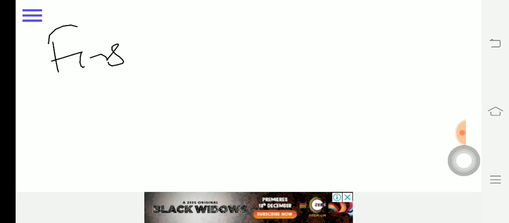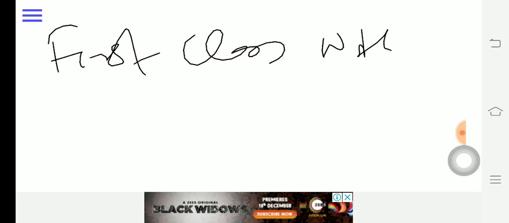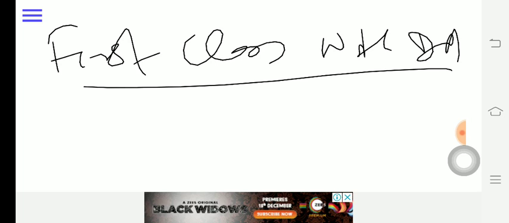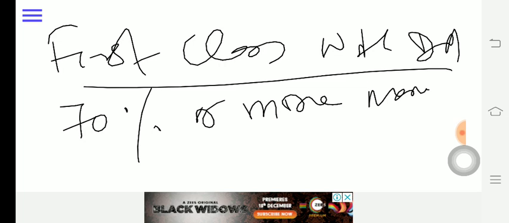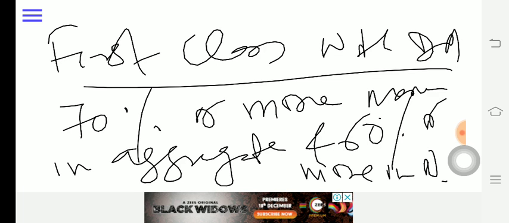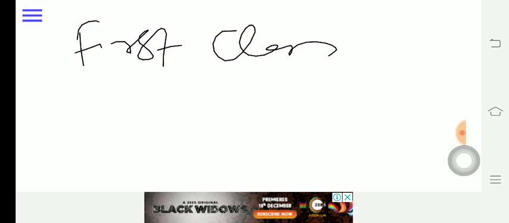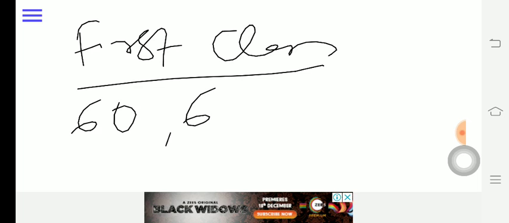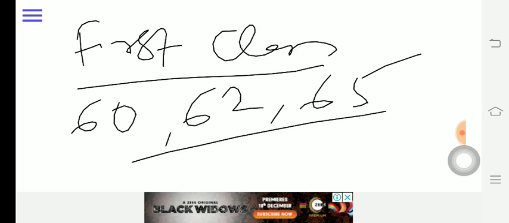Now take the second case, first class with distinction. In this case you will have to score 70% or more marks in aggregate and 60% or more in individual subjects. So let us understand this with an example. First, take the example of first class. What I told, 60% or more marks in aggregate. It means suppose you had got 60, 62, 65. Then it comes under first class.